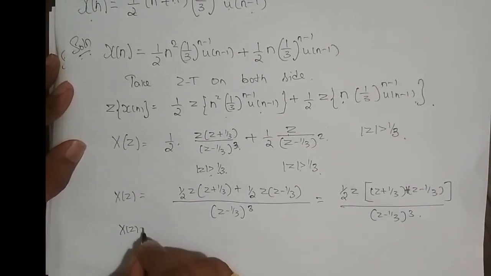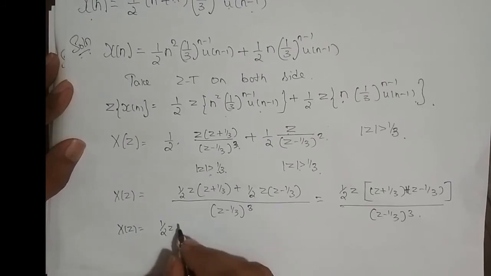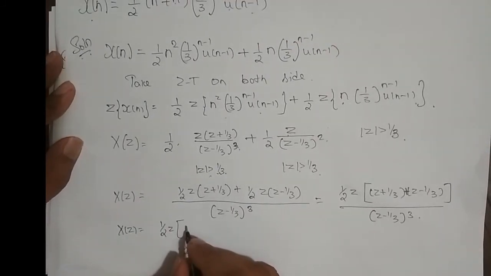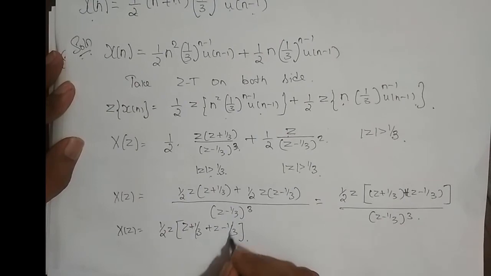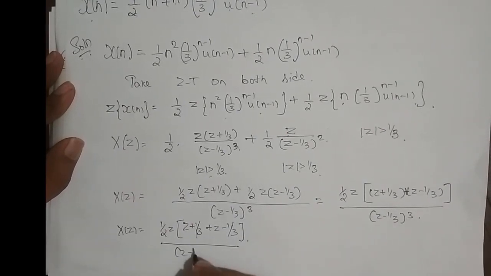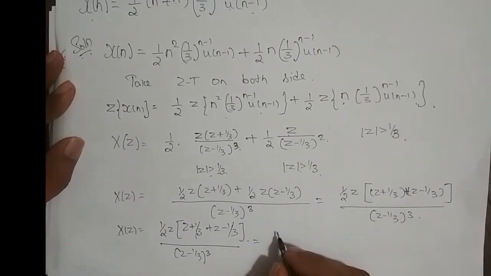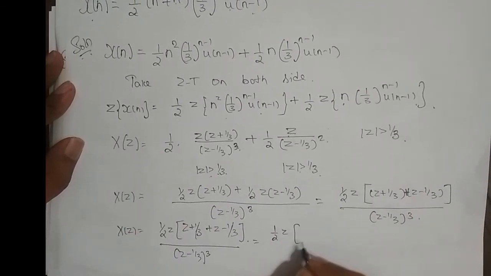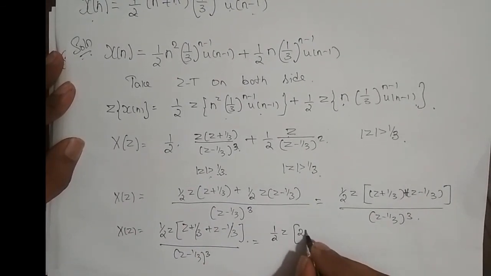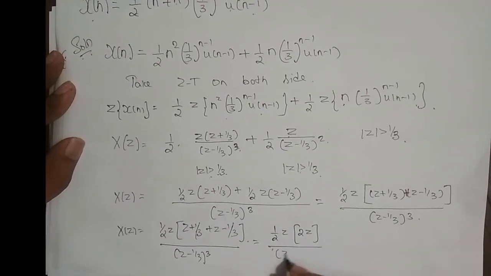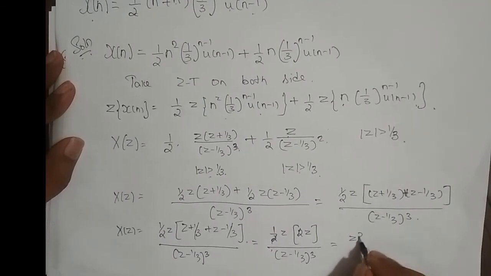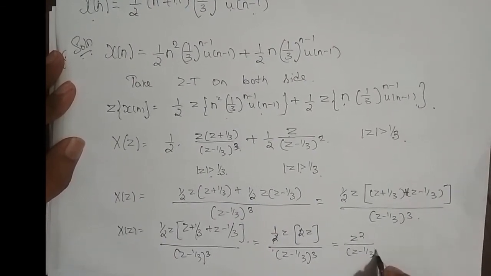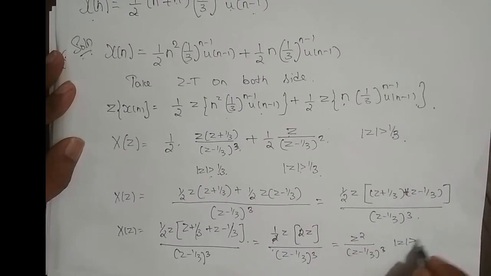So x of z is equal to 1 by 2z into z plus 1 by 3 plus z minus 1 by 3. So plus 1 by 3 minus 1 by 3 cancels out, over z minus 1 by 3 whole cube. This happens to be 1 by 2z into z plus z, so 2z, whole divided by z minus 1 by 3 whole cube. So the 2 cancels out, and this is equal to z square divided by z minus 1 by 3 whole cube, with magnitude of z greater than 1 by 3.